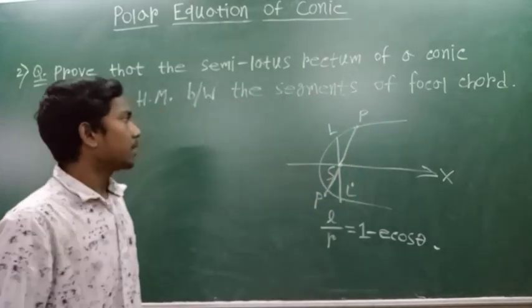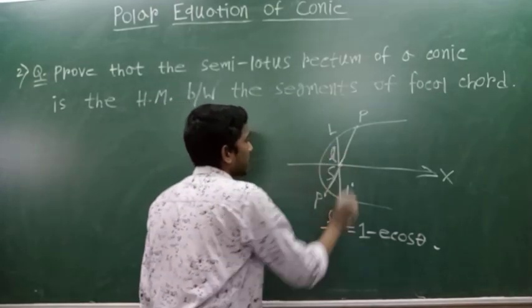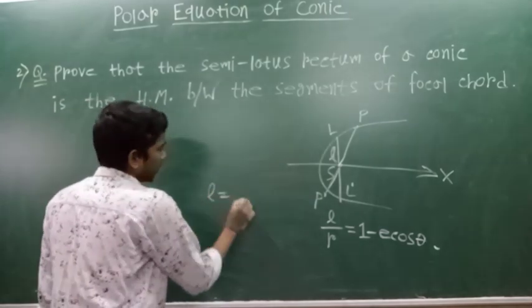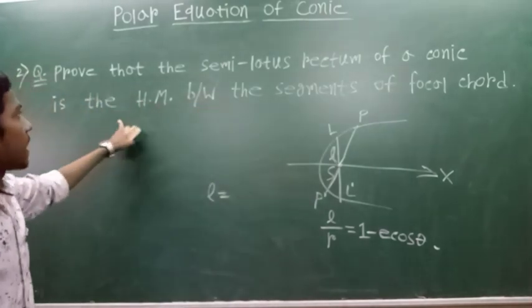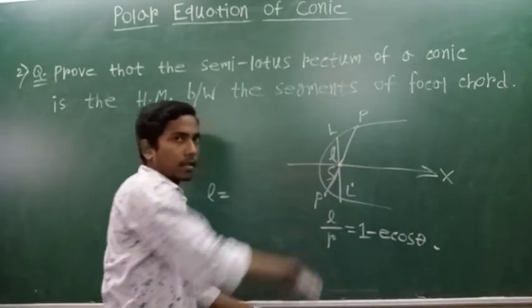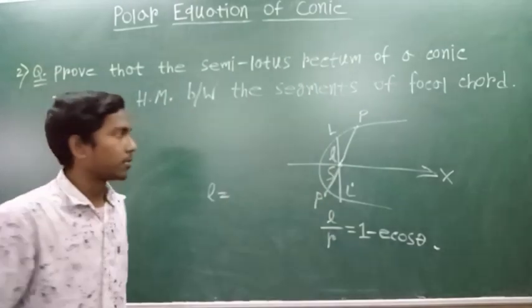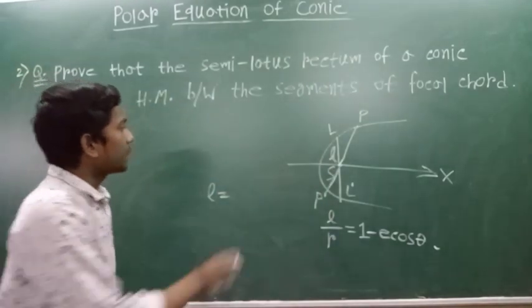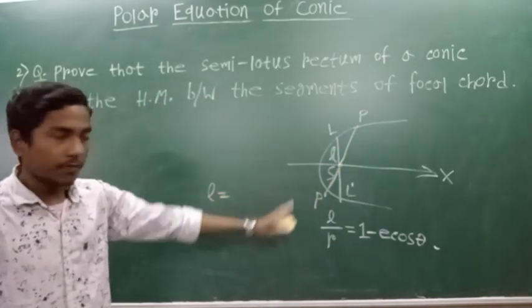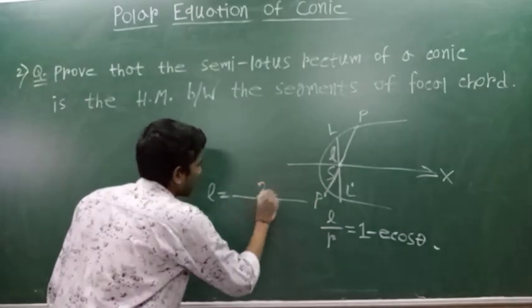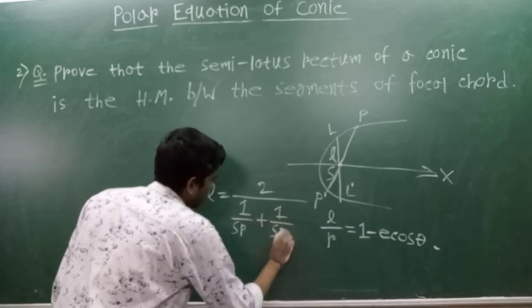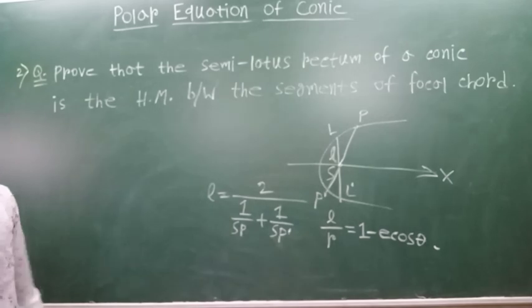Okay. So the length of semi-latus rectum is given as small l. Now we have to prove that this small l, the length of semi-latus rectum, is the harmonic mean between the segments of focal chord. This is a focal chord. So this is also a focal chord. We can prove this by the latus rectum also. And for the better understanding I am doing this. So this is SP and this is SP dash. These are the segments of focal chord. We have to prove that their harmonic mean, that is 2 by 1 by SP plus 1 by SP dash, is equal to l, the semi-latus rectum.